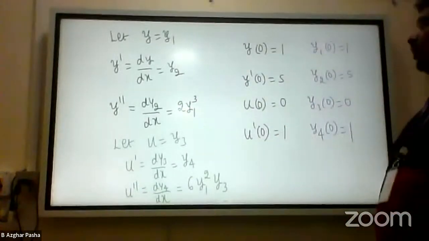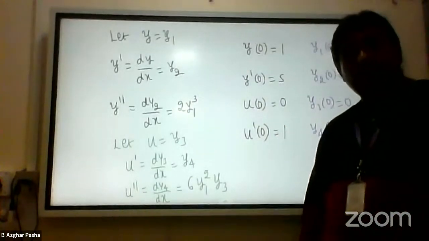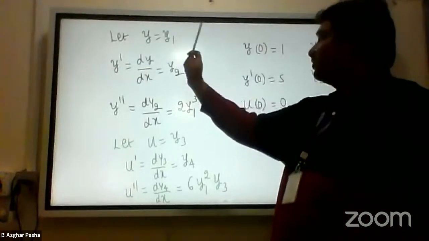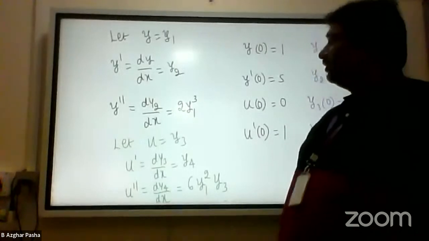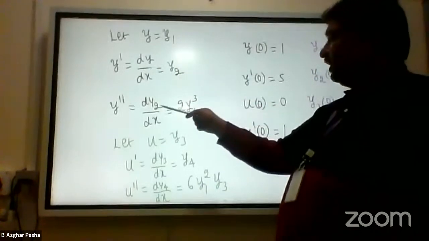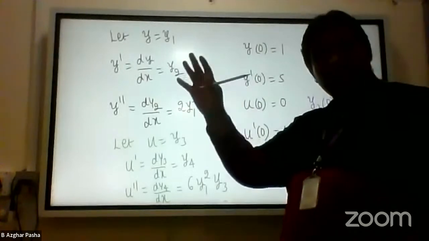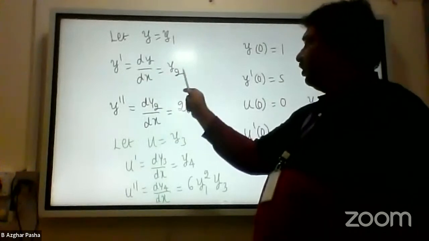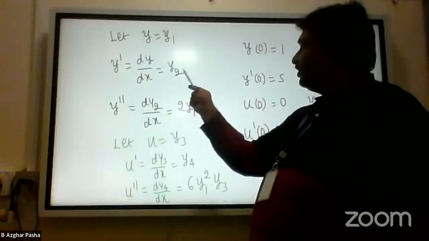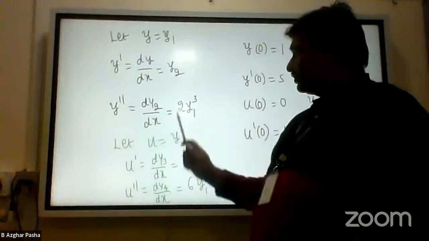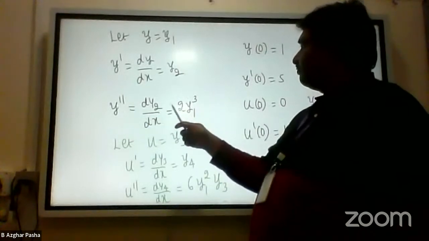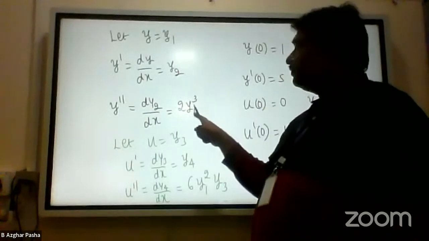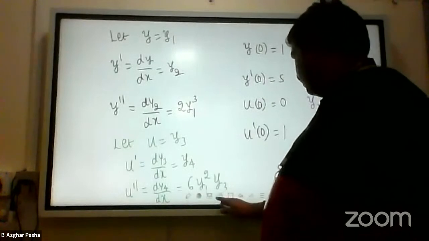Now, to write the program, I'll take y as y1. I have to differentiate till I get the equation, the equation being y double dash equal to something. So y dash is dy by dx, call it y2. Differentiate y2 and we get y double dash. Y2 is the given equation. Y double dash is equal to 2y1 cube. The equation is like this.